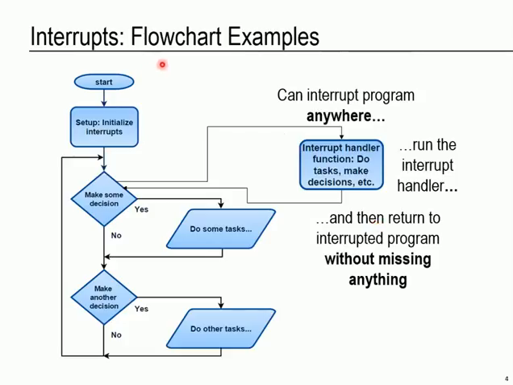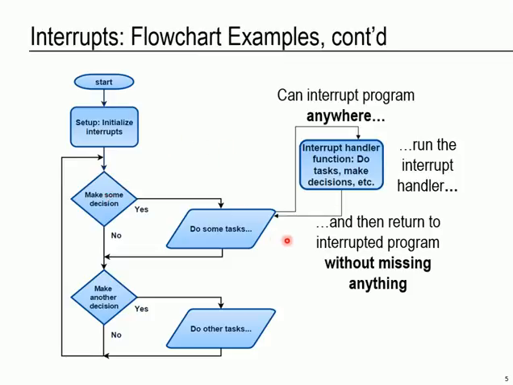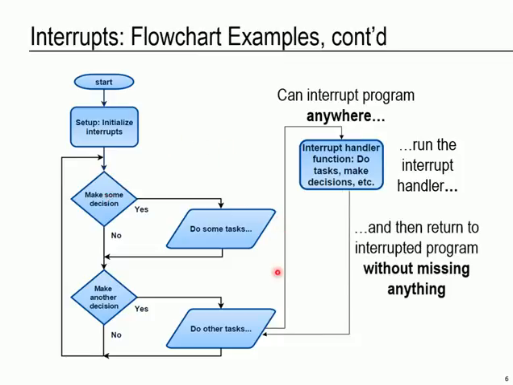Let's look at some flowchart examples. This should look familiar. This is a program that we've seen before, this flowchart. Adding interrupts now, an interrupt can interrupt the program anywhere. At this point it's interrupting in the middle of making some decision. Or it can be in the middle of doing some tasks. Or it might be doing some other tasks. At any rate, the program can be executing anywhere when it's interrupted. So the interrupt is asynchronous to the program execution.